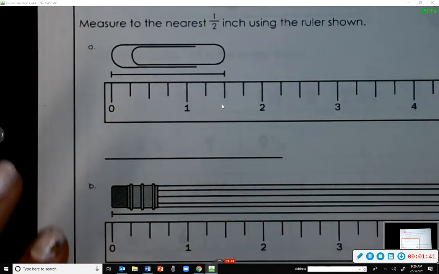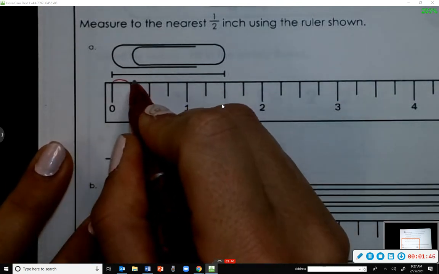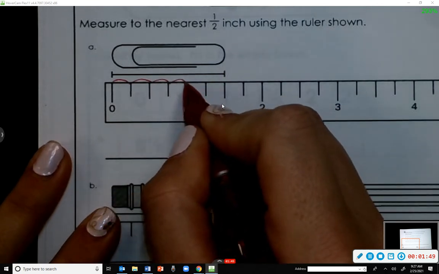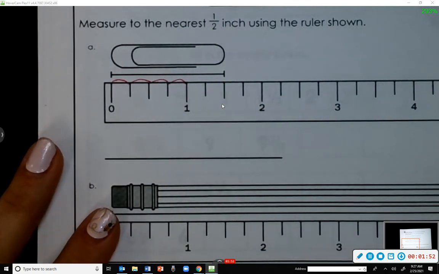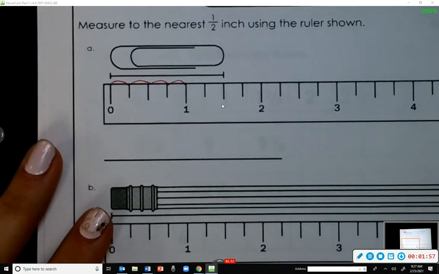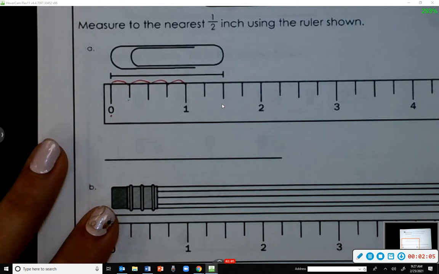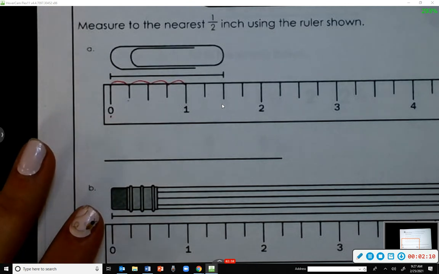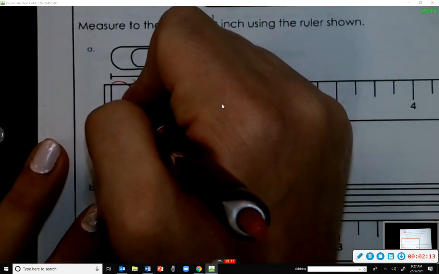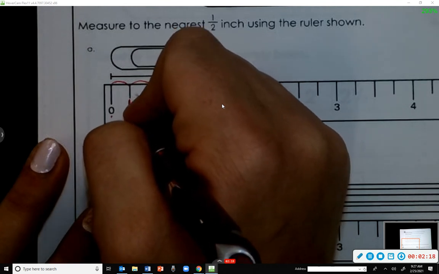Okay? So if I start at 0, I'm going to count the spaces. So there's 1, 2, 3, 4 from 0 to 1. Okay? So that means I can make my denominator 4 because I counted 4 spaces. So if this is 0, what does this first line need to be? What comes after 0? 1. Not 1.5, but 1/4 because we counted 4 spaces.